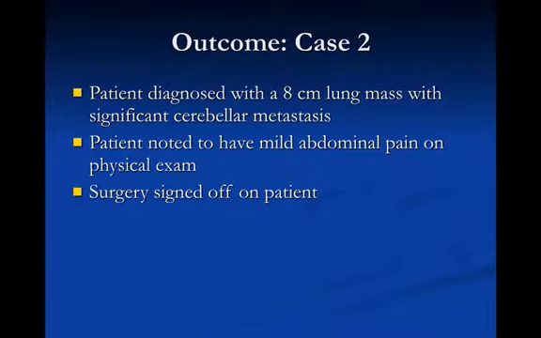So this guy, actually, his outcome, I scanned his head, I scanned his belly, and what we diagnosed him with was an 8-centimeter lung mass with cerebellar metastasis. The patient had mild abdominal pain on physical exam. However, when I called surgery about his aneurysm, they were like, this guy has bigger issues with the cerebellar metastasis. We don't think he needs an operation right now. So this is the one case in which he had more life-threatening diagnoses this day.